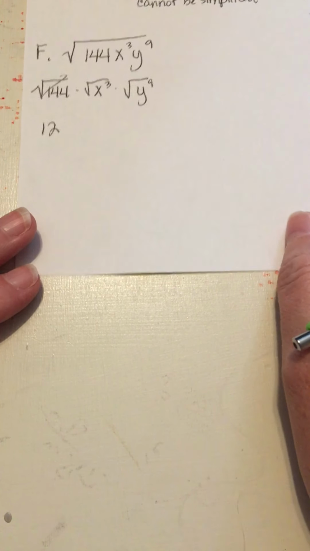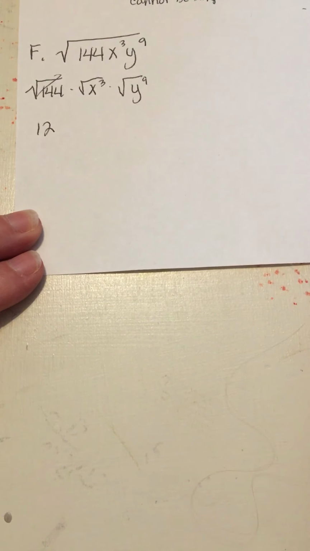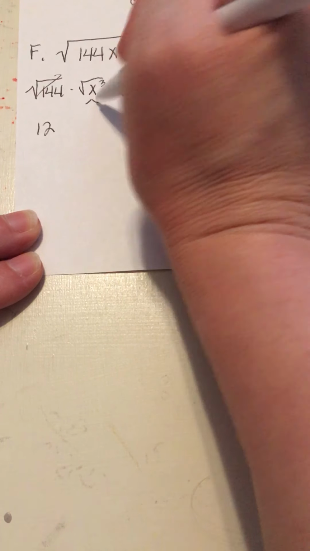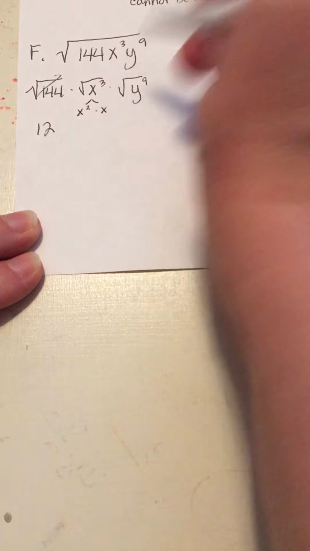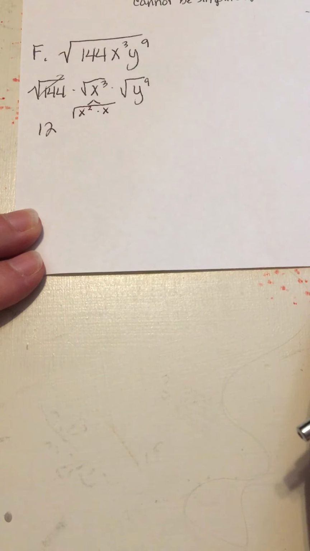I can't take a perfect square of x to the third because it's an odd exponent. There's no number that can multiply together to get x to the third by itself. But I can break this down to x squared times x. So I've got the square root of x squared times x.